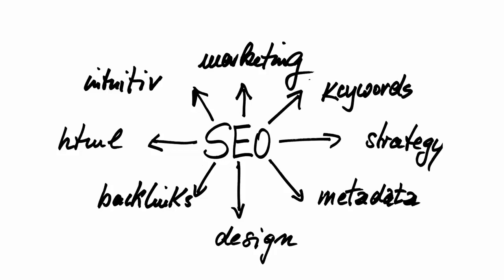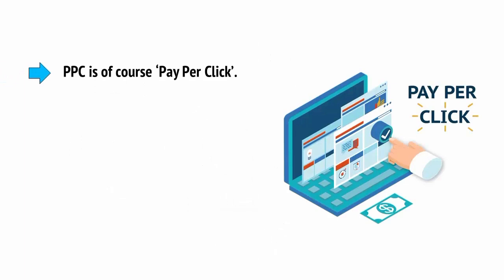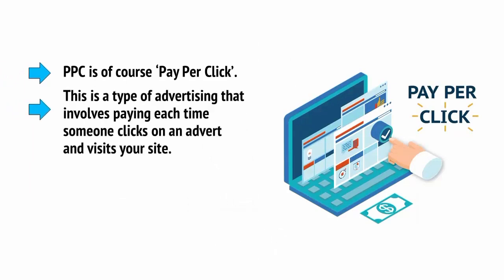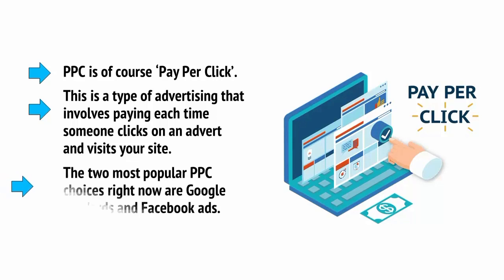And one way you can check how successful your SEO is likely to be before you spend lots of time and or money on it is to use PPC. PPC is, of course, pay-per-click. This is a type of advertising that involves paying each time someone clicks on an advert and visits your site. The two most popular PPC choices right now are Google AdWords and Facebook ads.